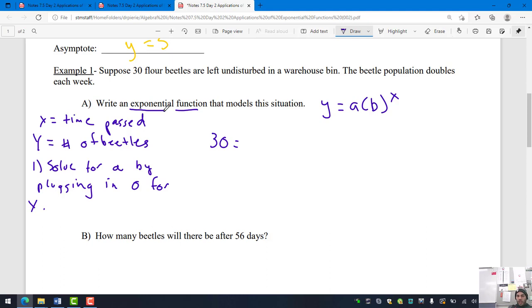I still don't know what a is, and I still don't know what b is. But what I do know is that at the start, after 0 time has passed, when x is equal to 0, my y value is equal to 30. My initial population is equal to 30. This looks a little bit weird, but we actually have enough information to solve for a at this point, using one of our exponent properties.